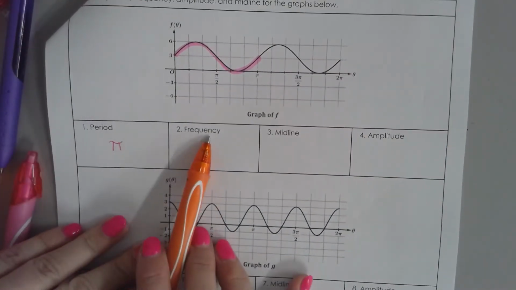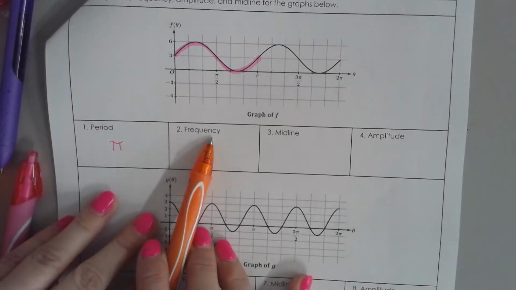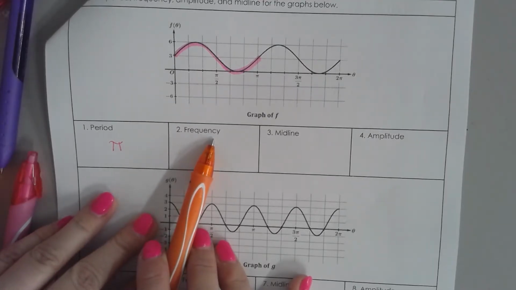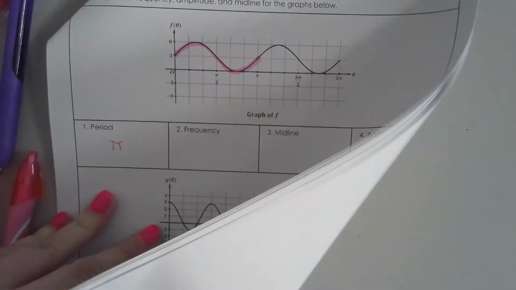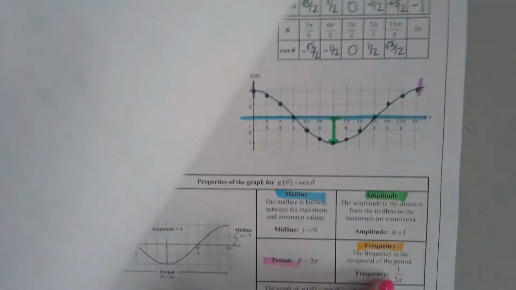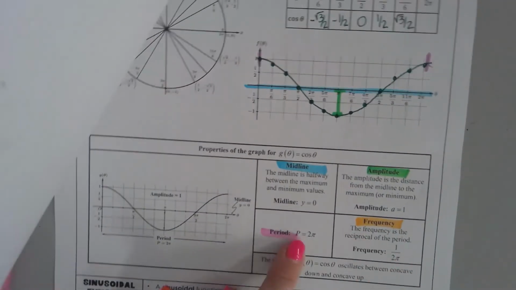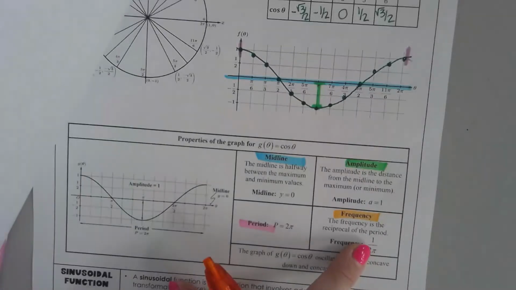So what is my frequency going to be? It's 1 over your period. So it's 1 over pi.